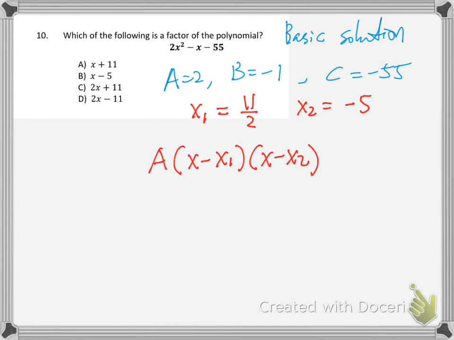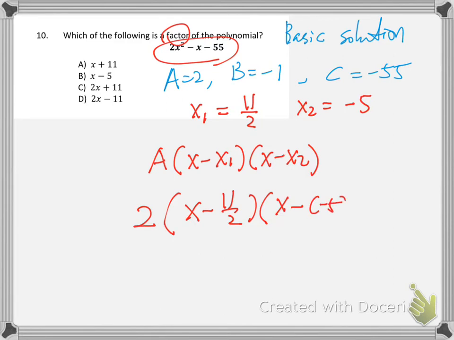Okay, so now we have these two solutions, 11 over 2 and -5. So now how to factor the given quadratic polynomial? We need a factor. So a is 2, x1 is 11 over 2, x2 is -5, so x minus -5.